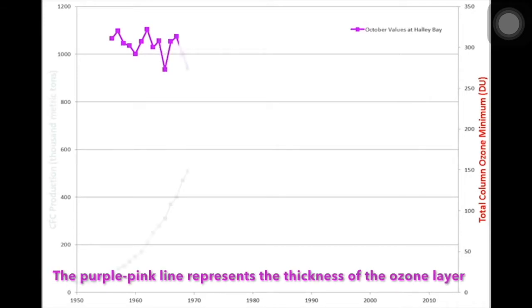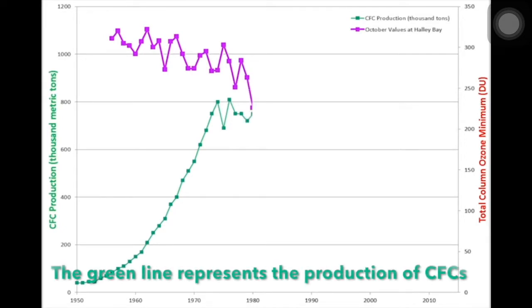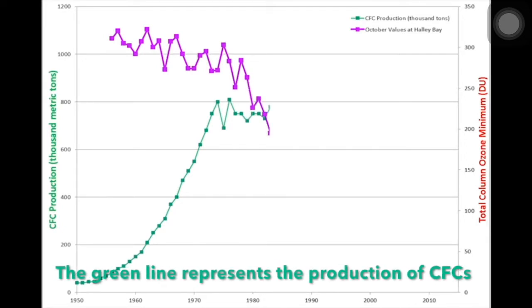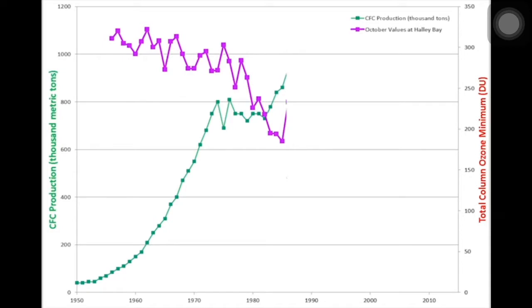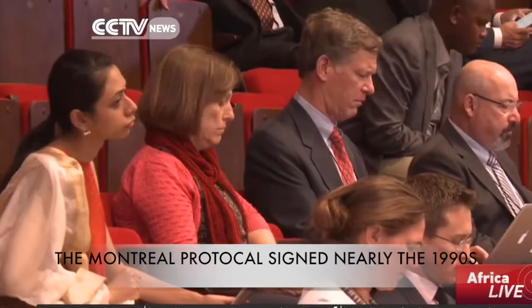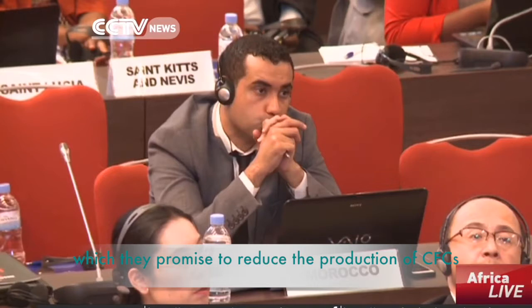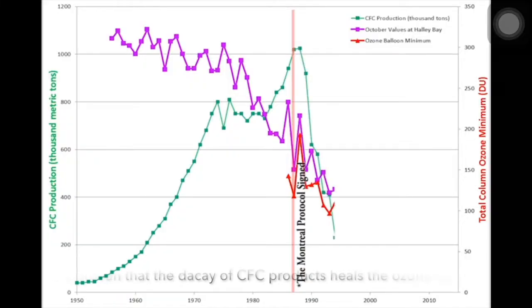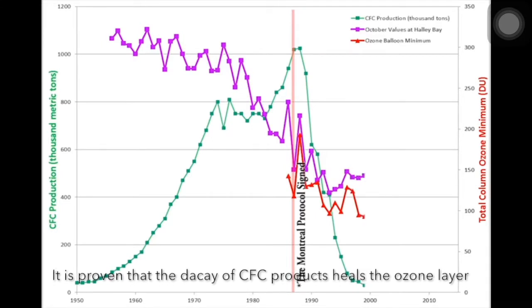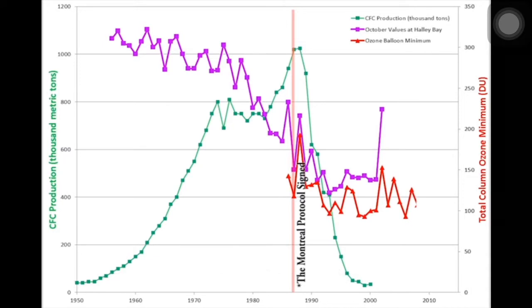The purple-pink line represents the thickness of the ozone layer. The green line represents the production of CFCs. The Montreal Protocol was signed in the late 1980s, in which countries promised to reduce the production of CFCs. It is proven that the decay of CFC products heals the ozone layer.